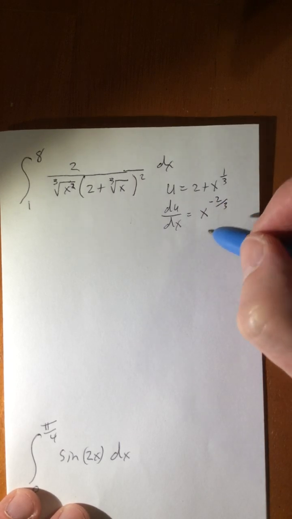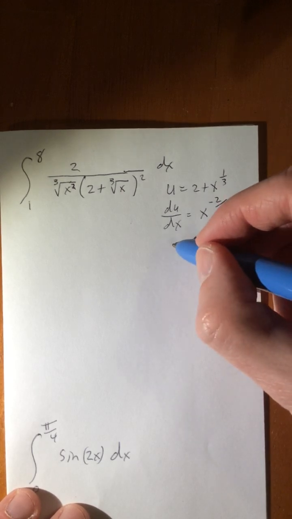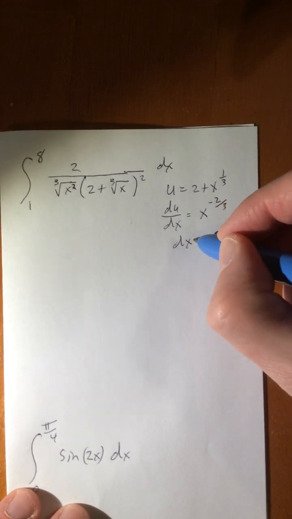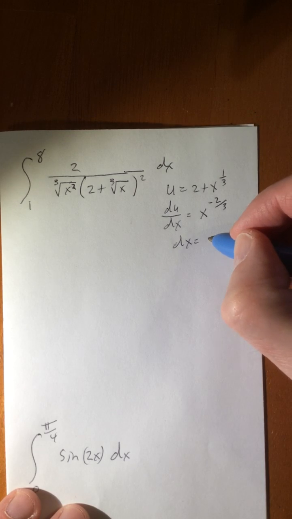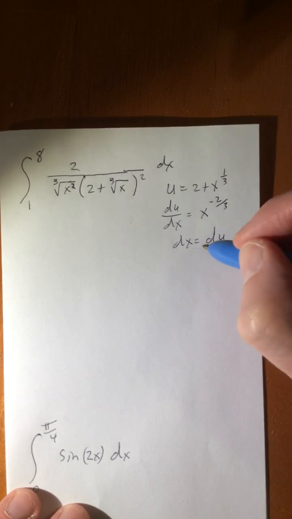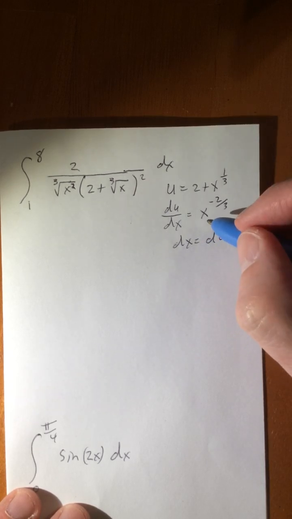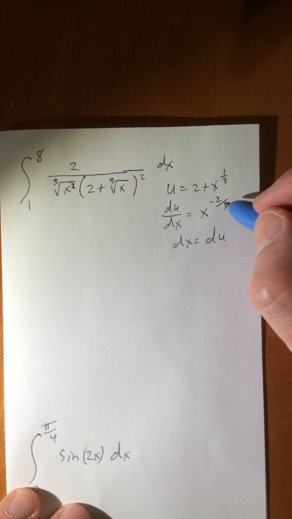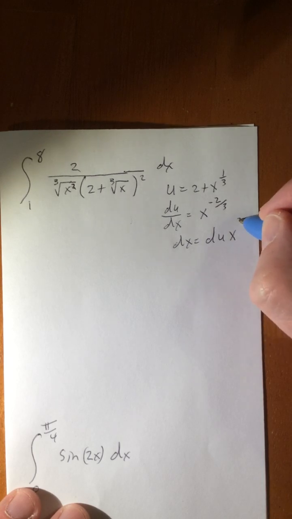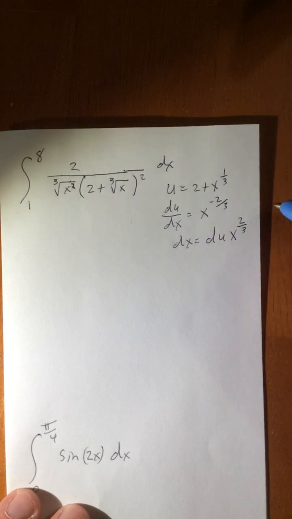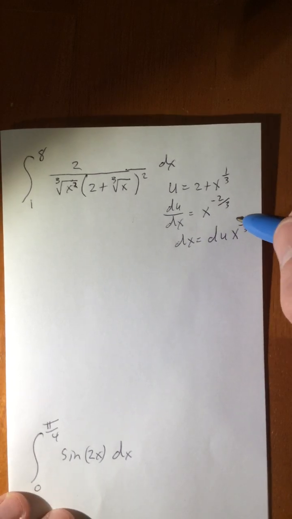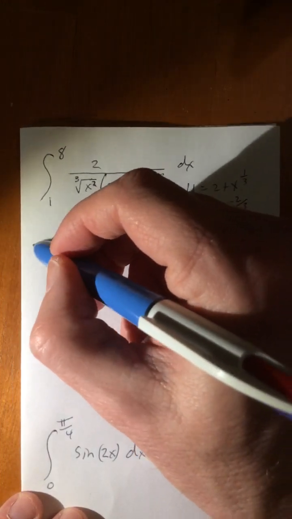And then we flip this around, and we get dx equals du over x to the negative 2/3. But of course, because it's a negative exponent, I'm going to bring it right up here and make this times x to the 2/3 right there. Okay, so let's begin to do some rewriting here.